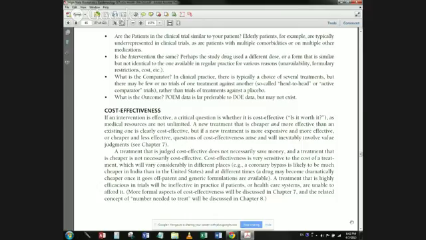For example, a coronary bypass is likely to be much cheaper in India than in the United States. And at different times, a drug may become dramatically cheaper once it goes off patent and generic formulations are available. A treatment that is highly efficacious in trials will be ineffective in practice if patients or healthcare systems are unable to afford it. More formal aspects of cost effectiveness will be discussed later, and the related concepts of number needed to treat will also be discussed.